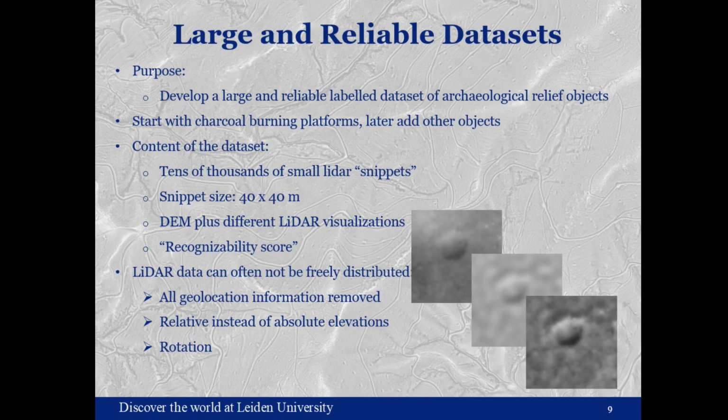So what we want to do, the purpose of this, is to develop a large and reliable labeled dataset of archaeological relief objects. We are starting with charcoal burning platforms because they're quite numerous, they're morphologically well-defined, and they're quite easily recognizable by humans, we think. Later on, we want to add other classes of archaeological objects, such as hollow ways, burial mounds, things like that.